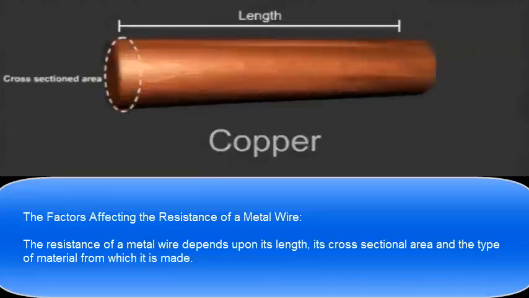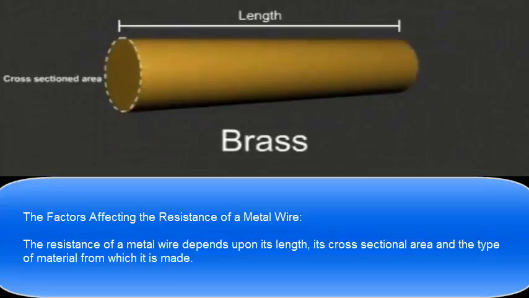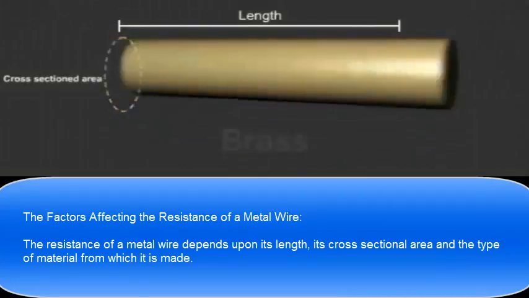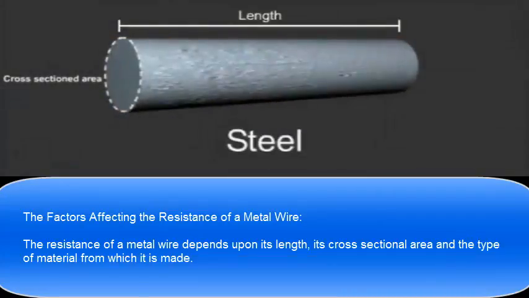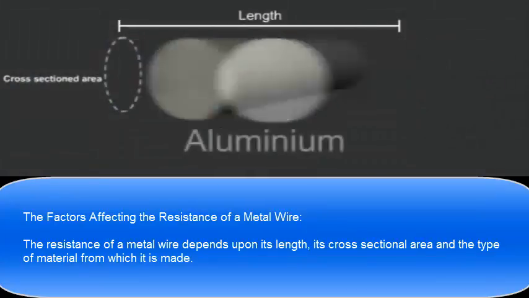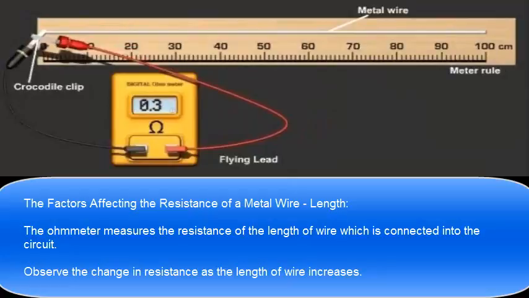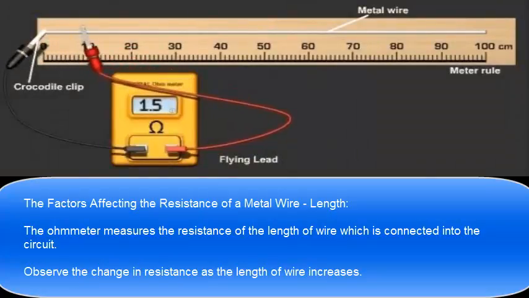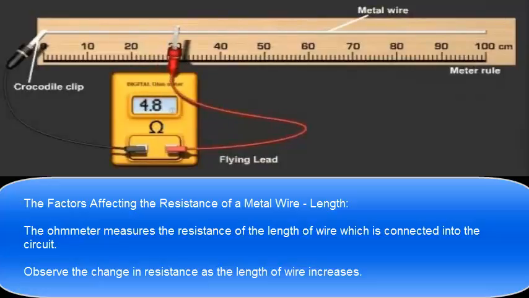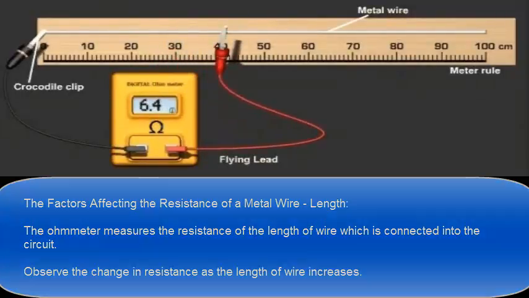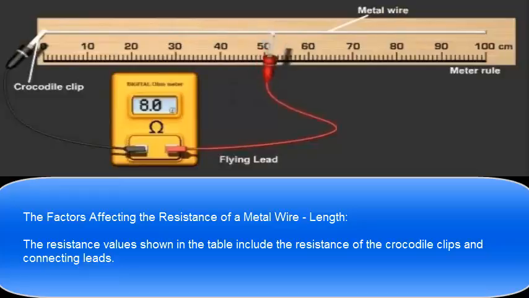The factors affecting the resistance of a metal wire. The resistance of a metal wire depends upon its length, its cross-sectional area, and the type of material from which it is made. The ohmmeter measures the resistance of the length of wire which is connected into the circuit. Observe the change in resistance as the length of wire increases. The resistance values shown in the table include the resistance of the crocodile clips and connecting leads.